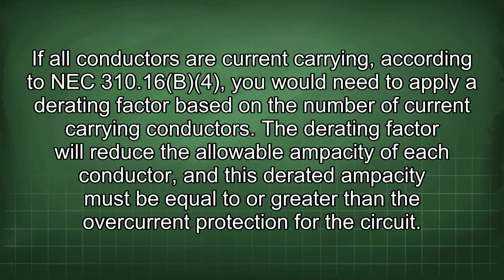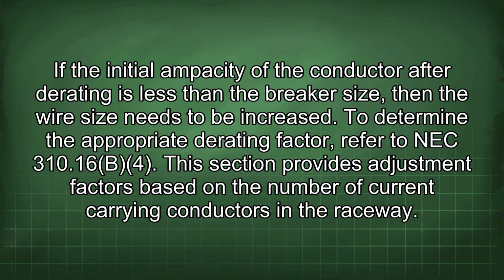The derating factor will reduce the allowable ampacity of each conductor, and this derated ampacity must be equal to or greater than the overcurrent protection for the circuit. If the ampacity of the conductor after derating is less than the breaker size, then the wire size needs to be increased. To determine the appropriate derating factor, refer to NEC 310.16(B)(4).